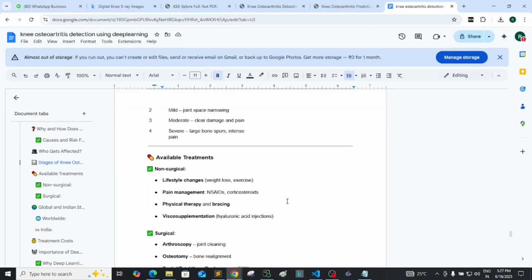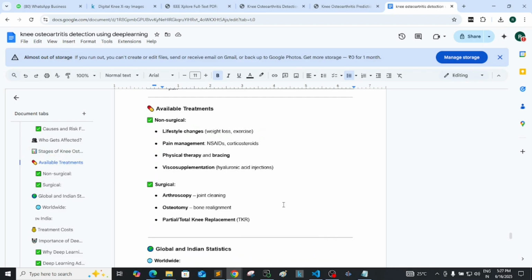And what treatments are available for this? Is there any treatment available? Yes, non-surgical treatments are lifestyle changes, weight loss and exercise, pain management like corticosteroids, physical therapy, bracing, and viscosupplementation, hyaluronic acid injections. And when it comes to surgical treatments, there are arthroscopy, osteotomy, and partial or total knee replacement. These are three different types of surgical treatments.